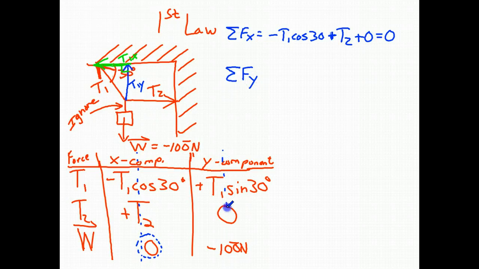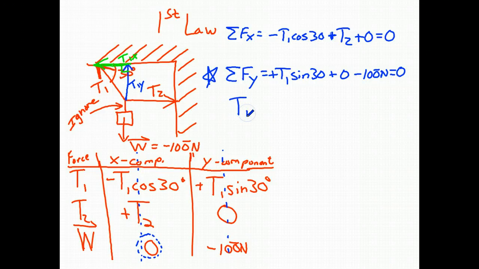Alright. The second equation is sum of the forces in the y direction. So that would be plus T1 sine of 30 degrees plus 0 minus 100 newtons equals 0. Now if you take a look at this, we could actually solve for T1 right now by using this equation, Fy. Alright, so let's go ahead and solve for T1.